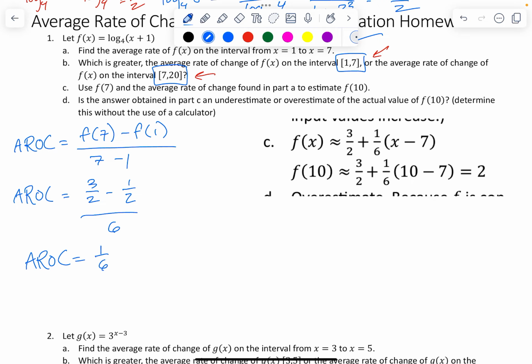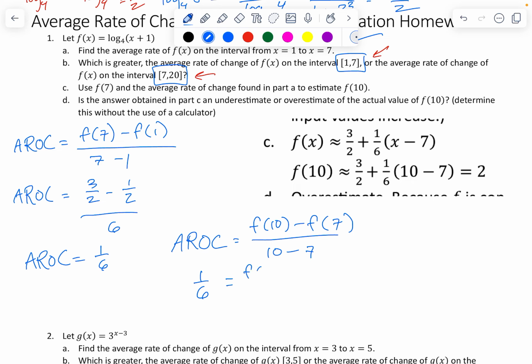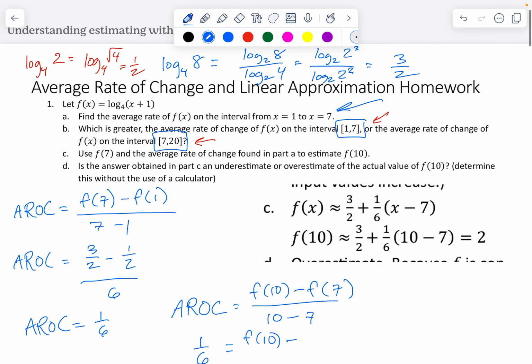What I like to do is go back, since I don't necessarily have anything else memorized. I say, okay, now we're going to estimate f of 10. I would use that same formula, but now using 10 and 7. So the average rate of change is 1/6. The f of 10 we don't know. F of 7 we did know. That was 3/2, yes.